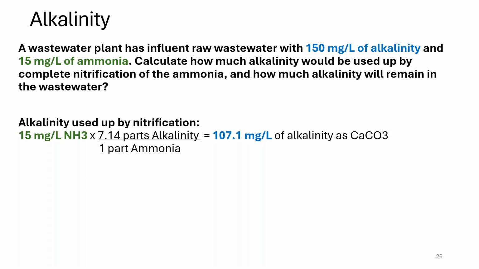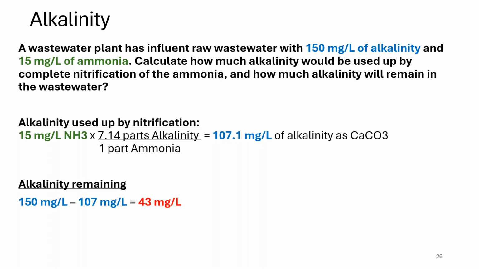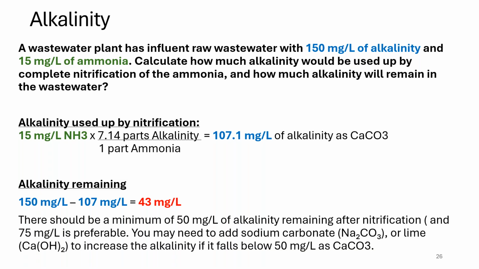If we want to know how much is going to be left over, we take the amount that we started with, 150 milligrams per liter of alkalinity, minus the 107 milligrams per liter of alkalinity that was used up, and we have 43 milligrams per liter of alkalinity remaining. In general, we want to have a minimum of about 50 milligrams per liter of alkalinity remaining after nitrification so that we can protect from pH drops. Some sources say that they want to shoot for 75 milligrams per liter of alkalinity.